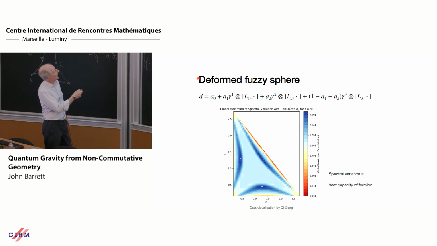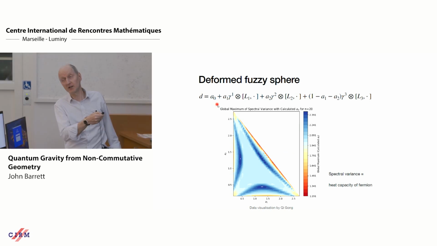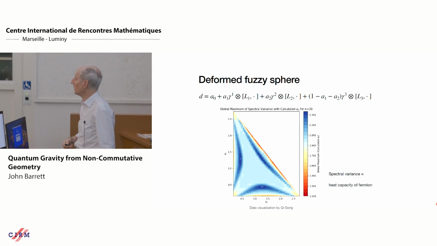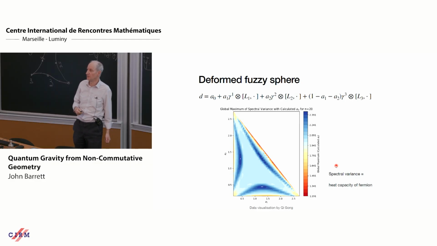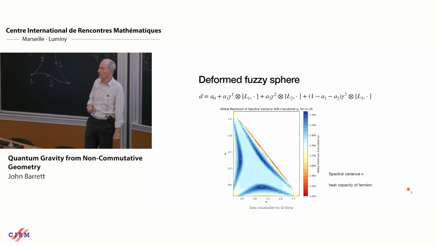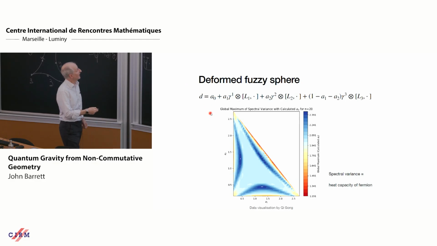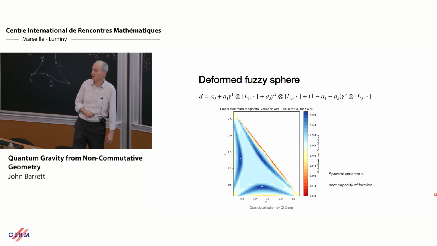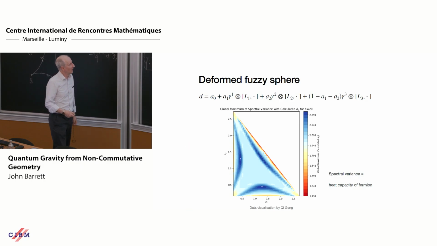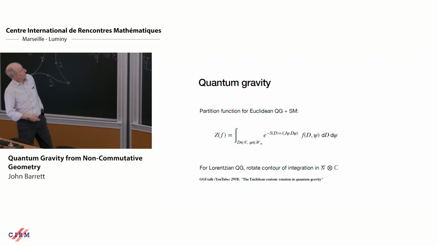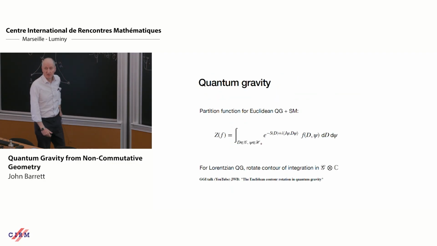This A0 here has to be calculated in the right way. It's like cancelling off the torsion of the Dirac operator. But when you insert the right value for A0, then you get this nice plot. So there's a secret formula for doing that. And the data visualization was done by my MSc student, Qi Gong, so thanks to her for doing that.